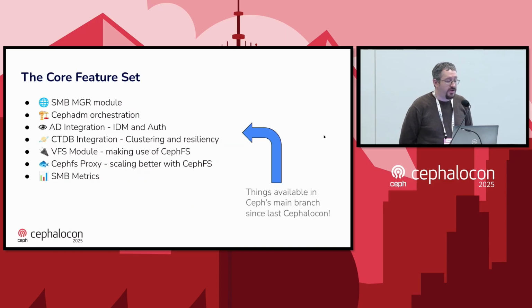So our core feature set, something that was already available on Ceph Main when I last spoke at CephLCon last year, covers a suite of features. First of all, I want to talk a little bit about the Ceph Manager module. The Ceph Manager module has a general global view of all of the SMB things that we need to care about, and it understands how to configure Samba, and it understands how to talk to Ceph ADM to orchestrate and deploy the containers we need to run SMB on Ceph.